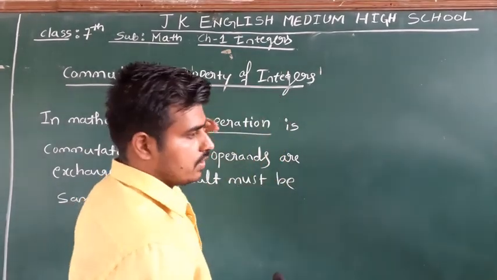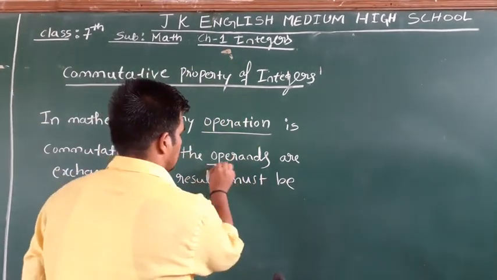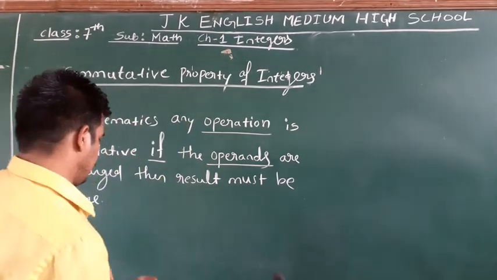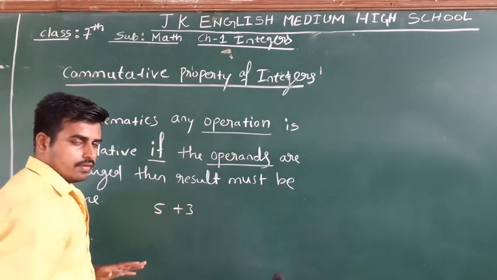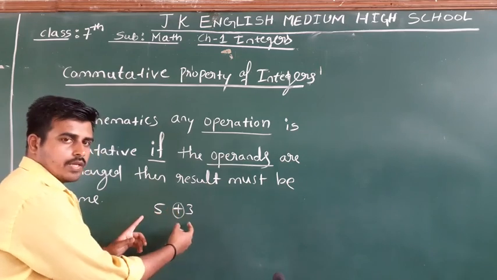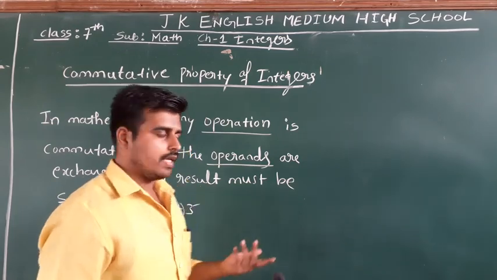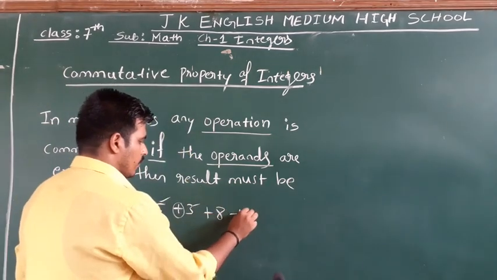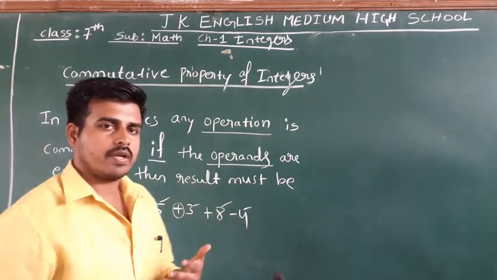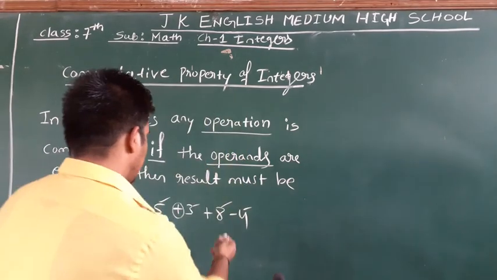What an operation is was clear yesterday only. Now one more new word came here, that is operands. Operands means the numbers which are involved. For example, 5 plus 3. Which operation is here? Addition. Which numbers are involved in addition? 5 and 3. These two numbers are known as operands. It may be any numbers: 5 plus 3 plus 8 minus 4. These are all 4 numbers, 5, 3, 8 and 4, and these all are known as operands, the numbers which are involved in that operation. And what you are doing is known as an operation.